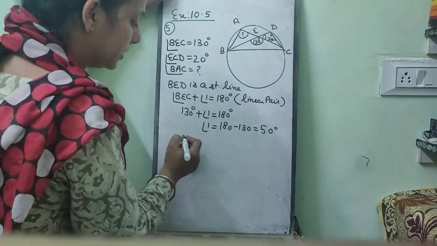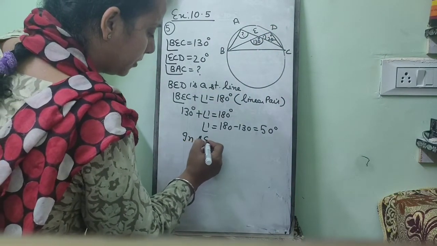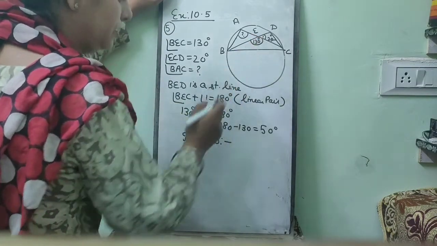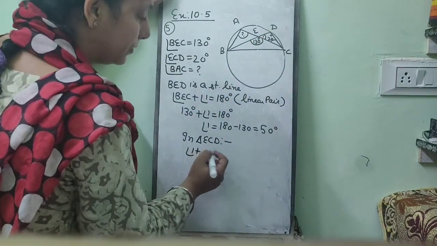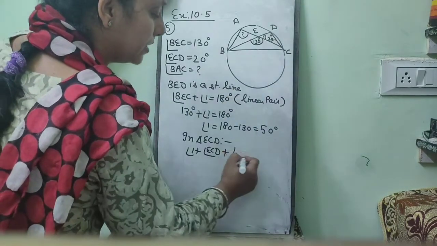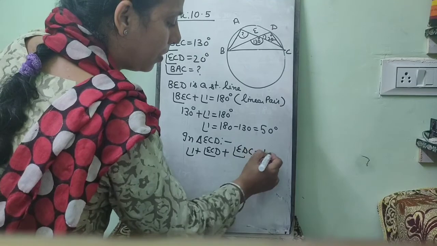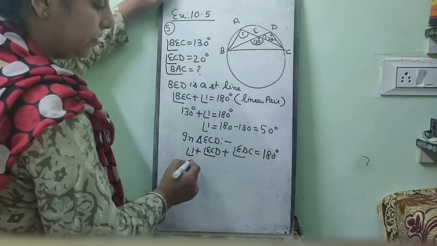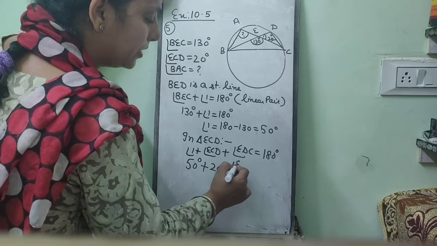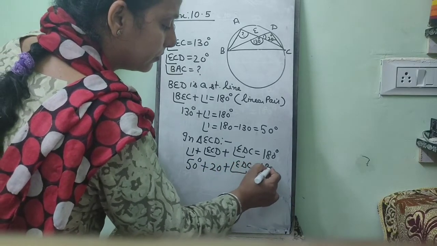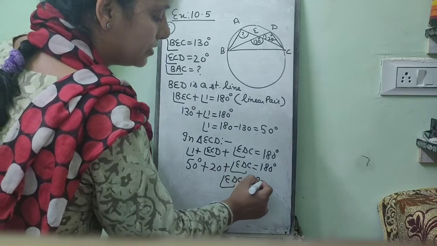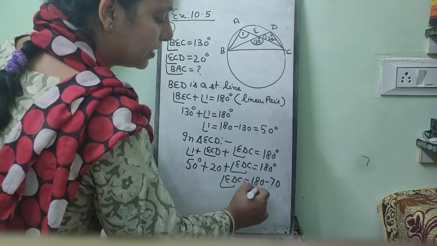In triangle ECD, you have three angles. First is angle 1, then angle ECD, and lastly angle EDC. All add up to 180. Angle 1 is 50, ECD is 20, EDC is as it is. This sum is 70. Angle EDC is 180 minus 70, that is 110.